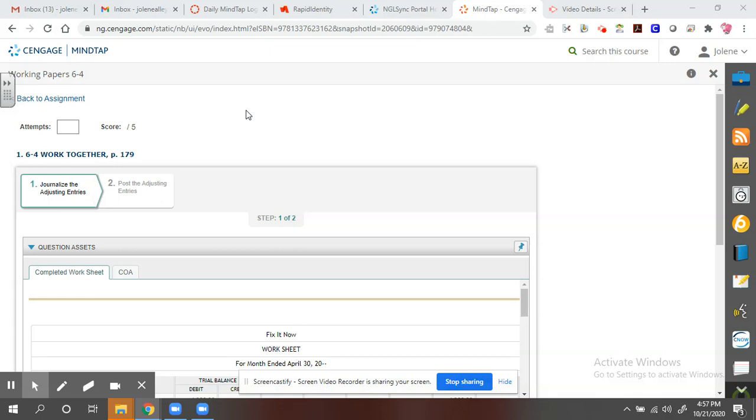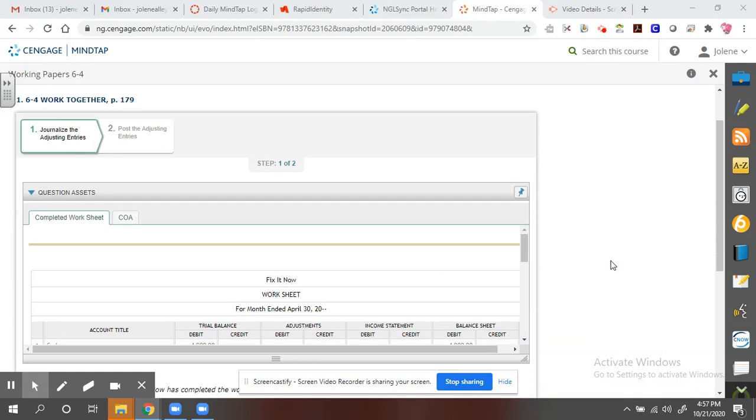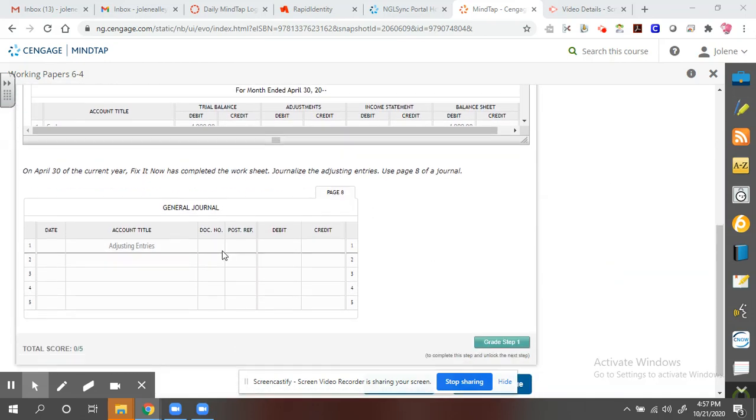Today, right now, we're going to be doing 6-4 in the book, which is posting those adjusted entries that we did when we had to make the worksheet. Back in chapter 3, we used the general journal, which is used for anything whatsoever. In this case, they said that on April 30th of the current year, Fix It Now has completed the worksheet. Journalize the adjusting entries, use page 8 of the journal. So it already has page 8 up here for us.